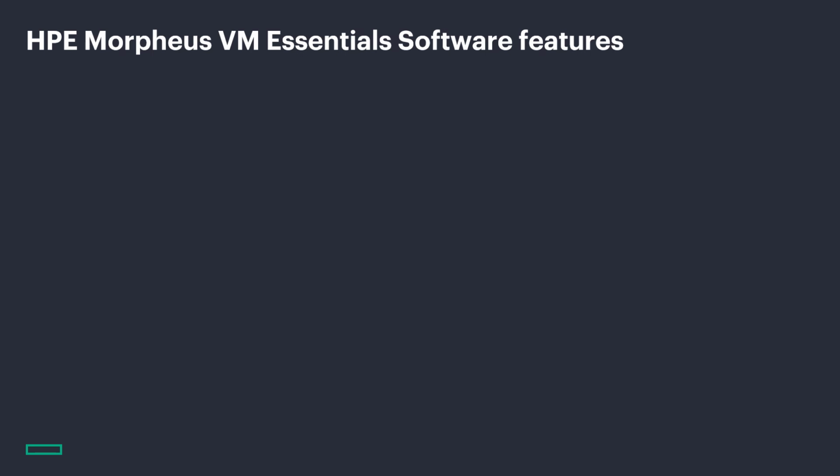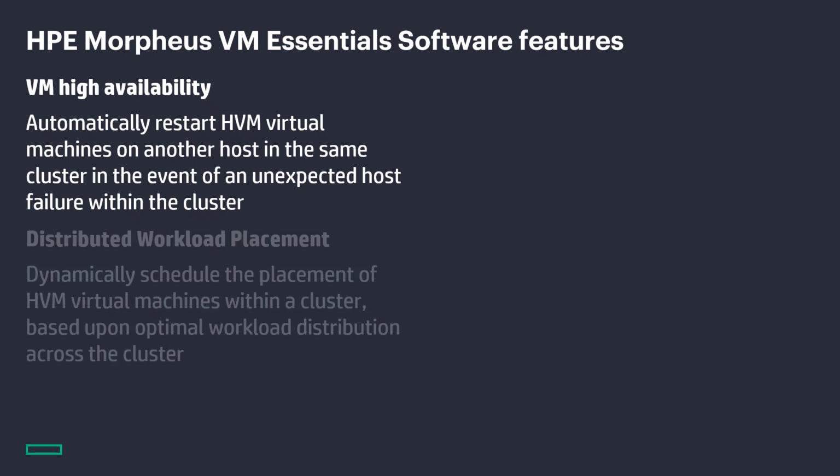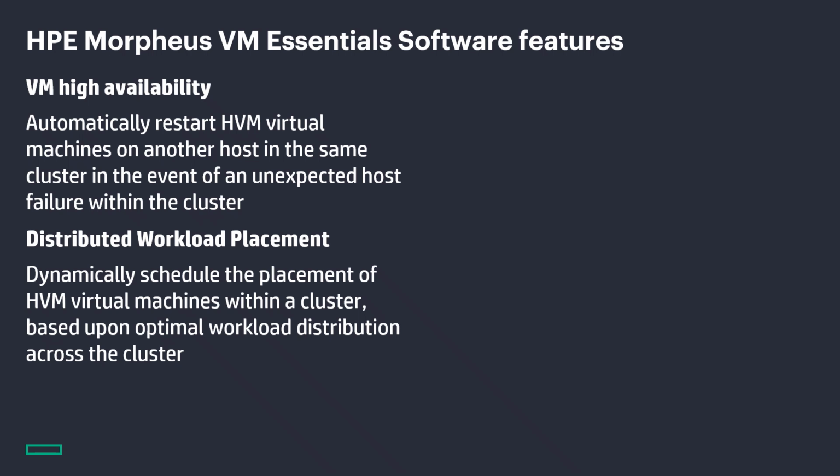VME continues to evolve, offering features like high availability or HA. You can configure automatic failover for individual VMs. If a host goes down, your VMs don't stay down. Distributed Workload Placement. This is our answer to VMware DRS. It rebalances your cluster based on resource consumption while respecting your affinity and anti-affinity rules.